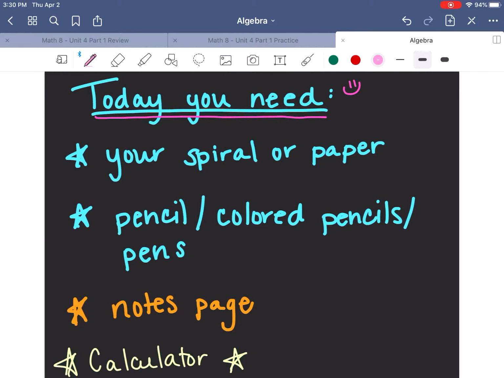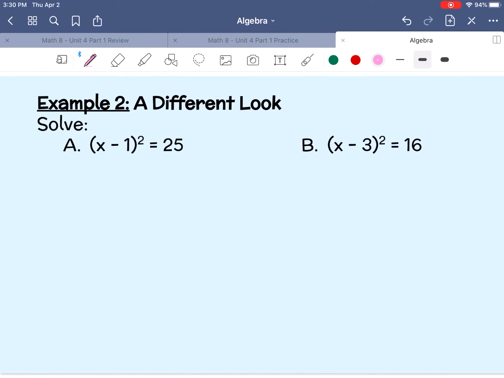Okay, we are continuing on with our lesson from yesterday. So 9.3. Today we are continuing to work on solving quadratics in their square roots form. And also we'll be approximating, and that's the reason you need your calculator. So pause right now to get your materials if you need to. Otherwise, let's go ahead and get started.